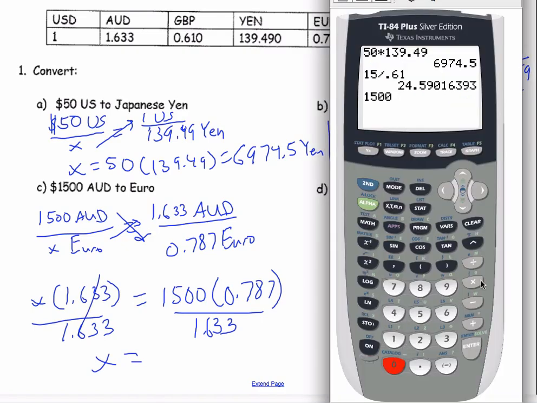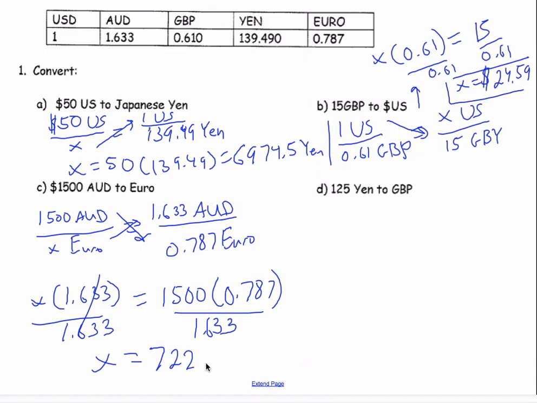So x equals, and we'll do this calculation: 1,500 times 0.787 divided by 1.633. Okay, that gives me 722.90. So that's 722.90 euro.